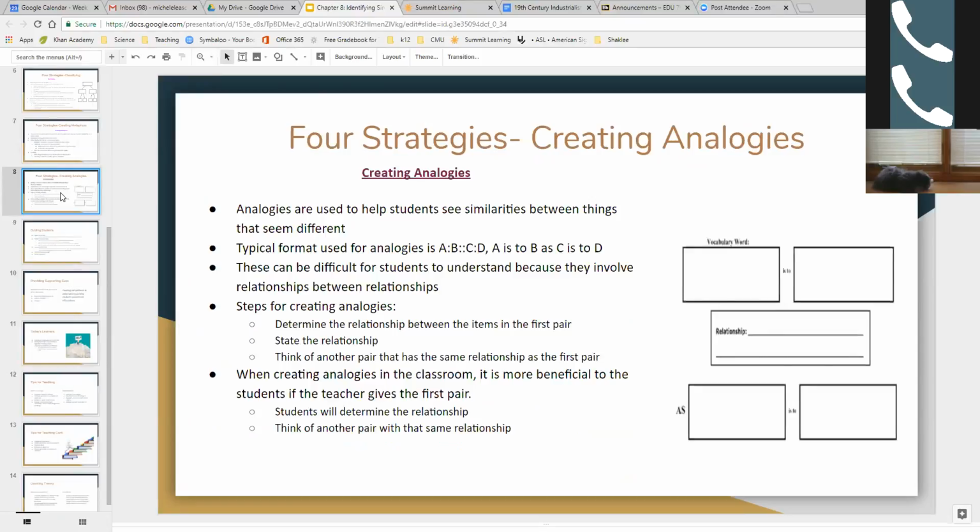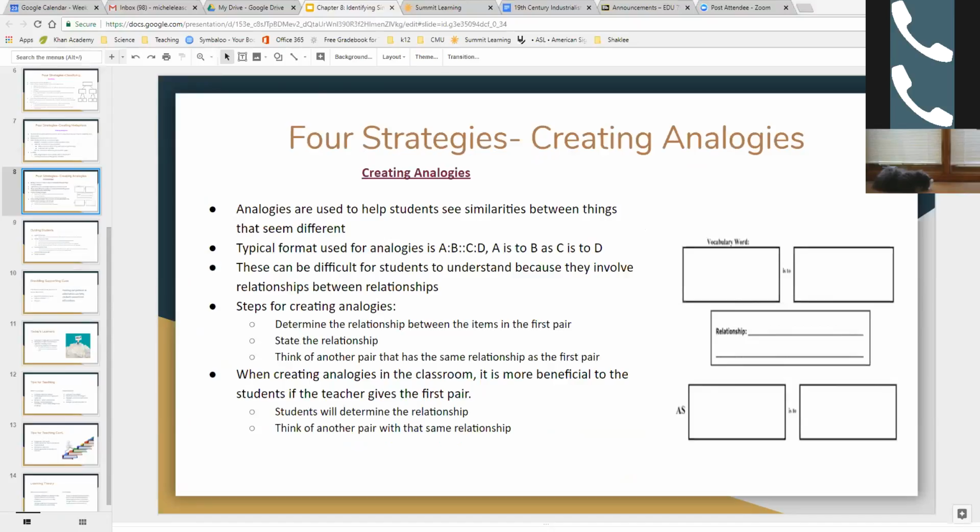All right, analogies. Analogies can be used to help students see the similarities between things that seem different. I do remember seeing this on tests and thinking I didn't really understand it, but the format is A is to B as C is to D, and you're trying to find relationships between things. The book said this one can be most difficult for students to understand, because they need to think of two things, determine the relationship between those two things, and then think of two other things that have that same relationship.